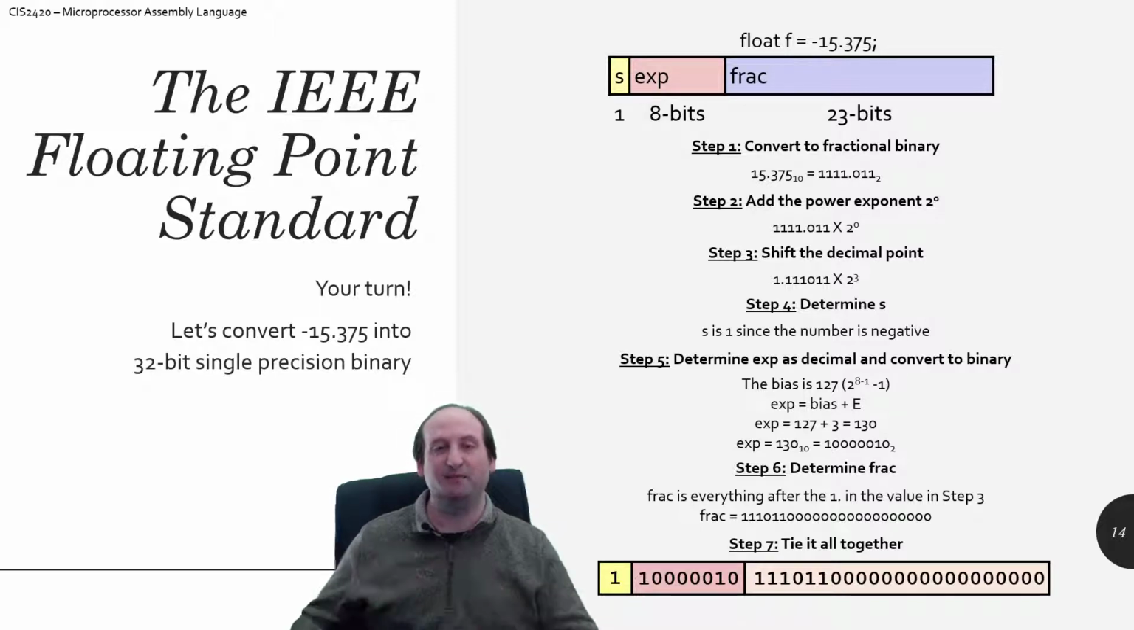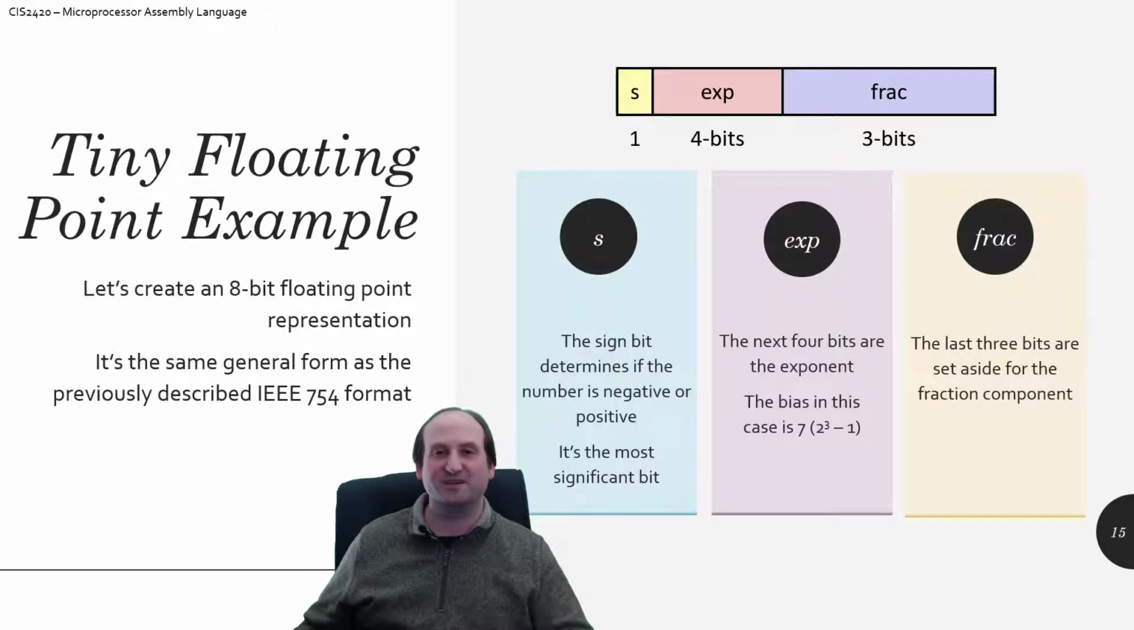That is the binary representation in this IEEE format for the number negative 15.375. So let's take a look at a smaller example. In this case, this is an 8-bit floating point representation. This is not an IEEE standard per se, because that only exists for 32-bit, 64-bit, and 80-bit right now at least. Otherwise we can just do whatever we want. In this case, I want to set up 1 sign bit, 4 exponent bits, and 3 fractional bits.